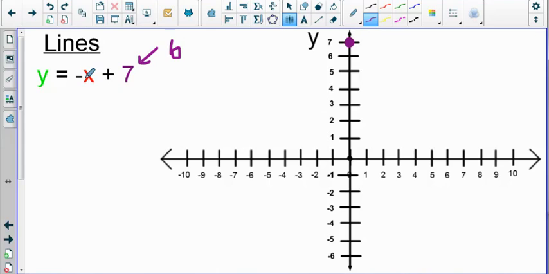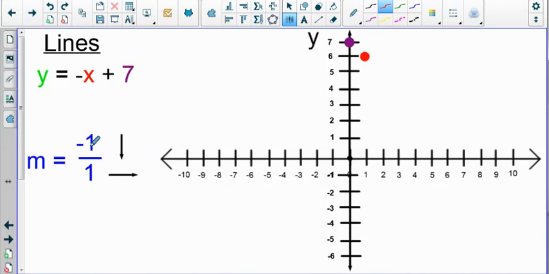Okay, now, where do I go from here? Well, we said that the slope was down 1, right 1. It's negative 1, so I'd be down 1, right 1. So my next point, I would go down 1 and right 1. And there would be that. And I only need 2 points to graph a line.